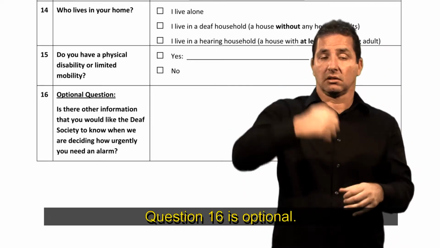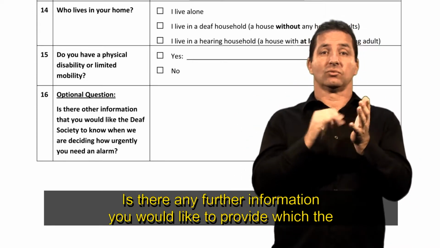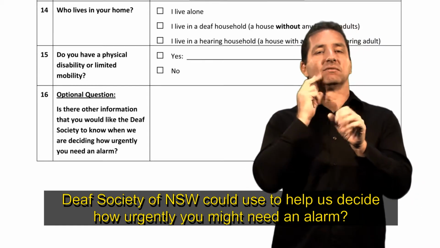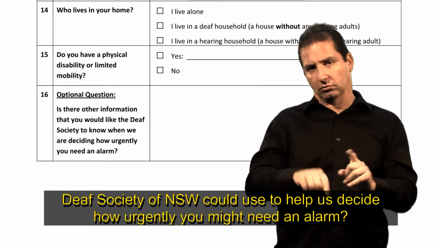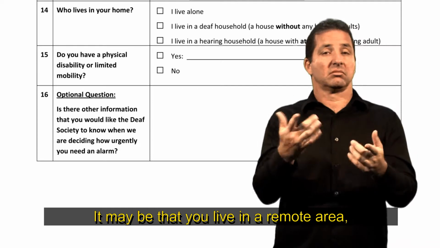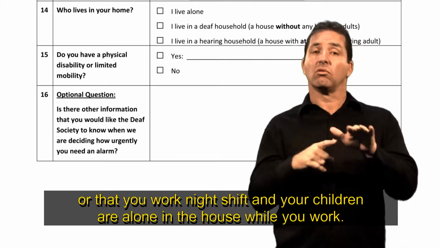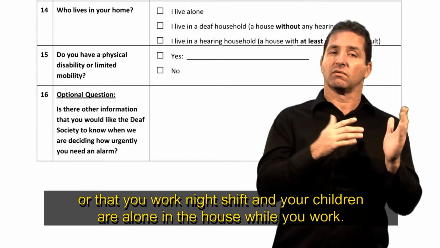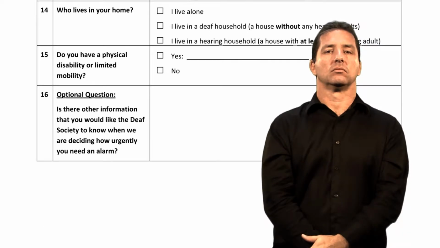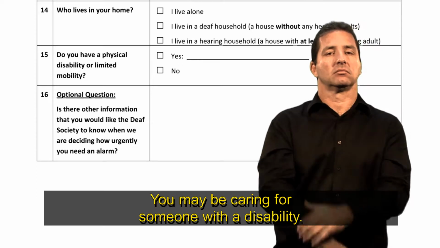Question 16 is optional. Is there any further information you would like to provide which the Deaf Society could use to help us decide how urgently you might need an alarm? It may be that you live in a remote area, or that you work night shift and your children are alone in the house while you work. You may be caring for someone with a disability.